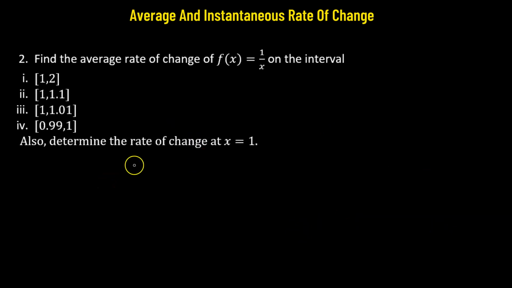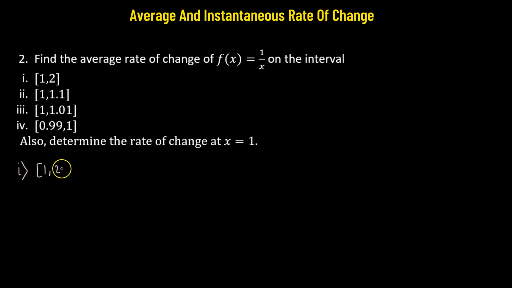So let's do another problem. Problem number 2. Here we have f of x equals 1 over x. We need to find the average rate of change for each of the 4 intervals as well as the instantaneous rate of change at x equals 1. So let us begin. Very much similar to the previous problem, all we have to do is follow the steps.